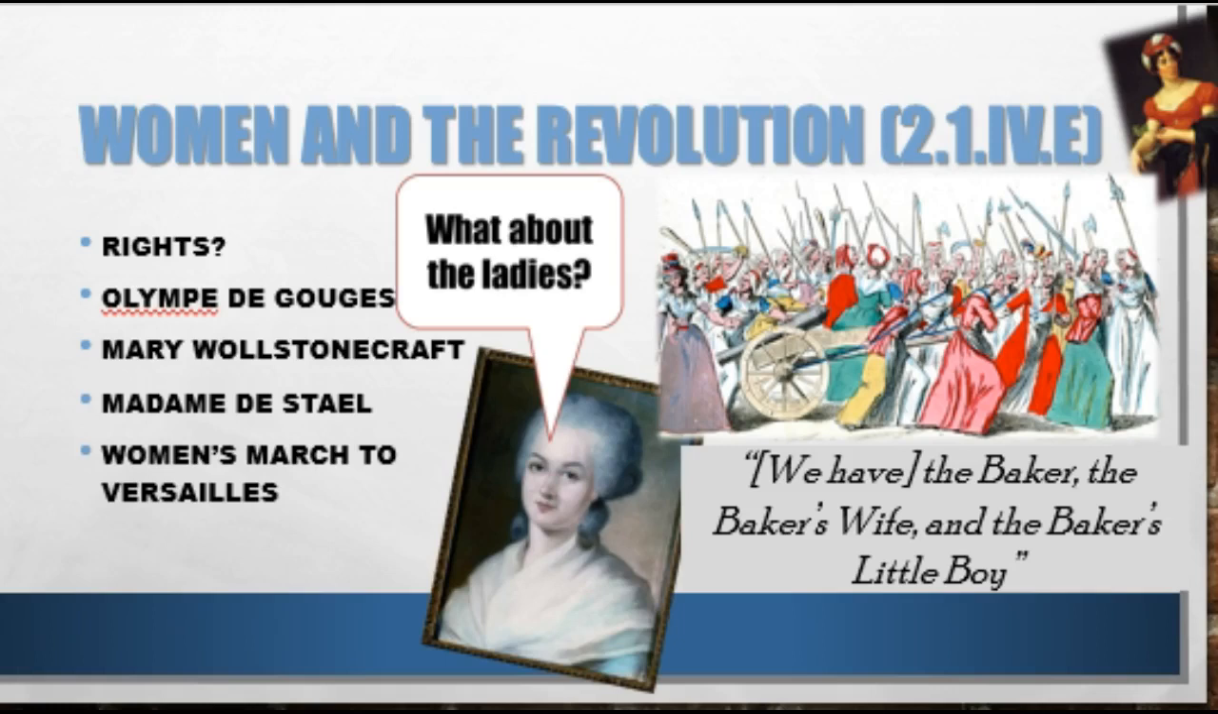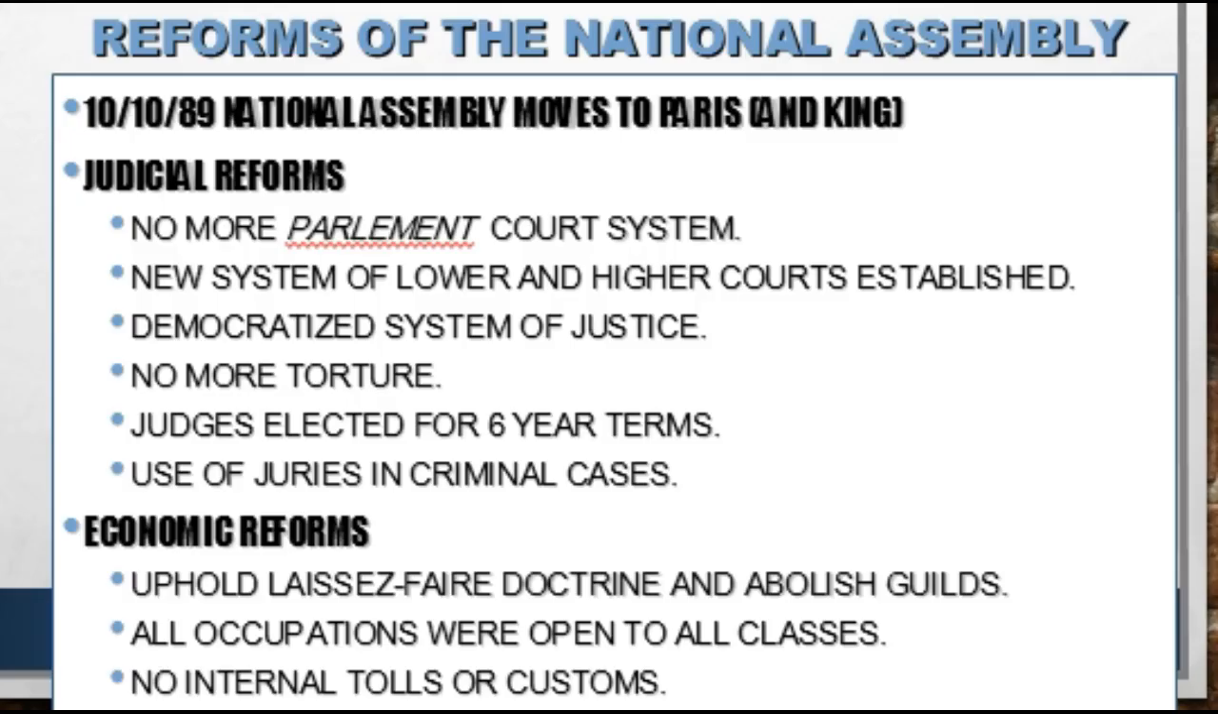And in addition, the National Assembly also moved from Versailles to Paris. And this is where the Revolution would become more radical, as the Assembly became intimidated by more radical Parisians. So they start making reforms once the king moves to Paris. They forced judicial reforms.